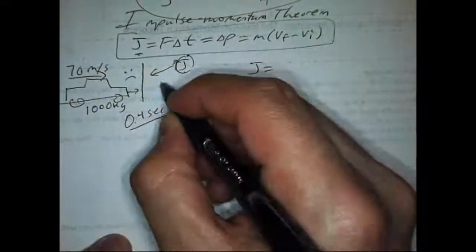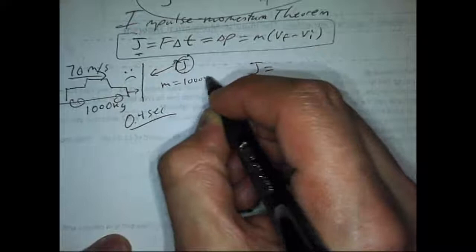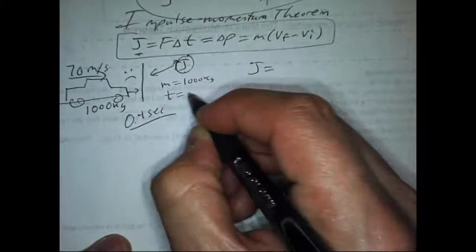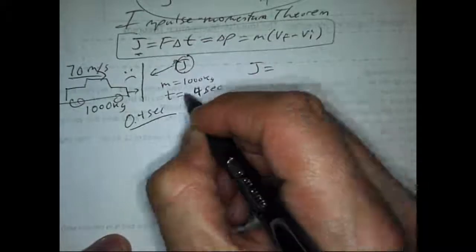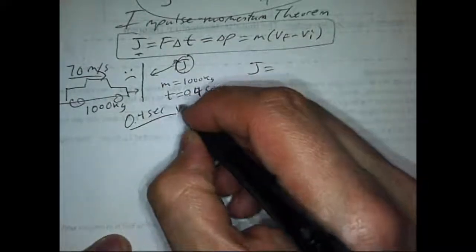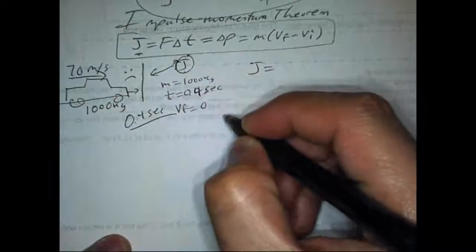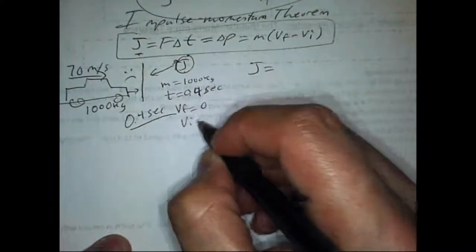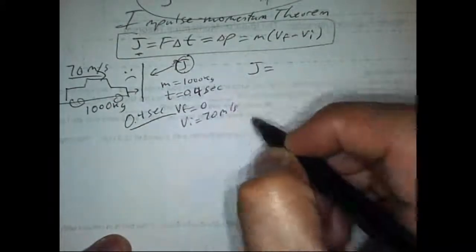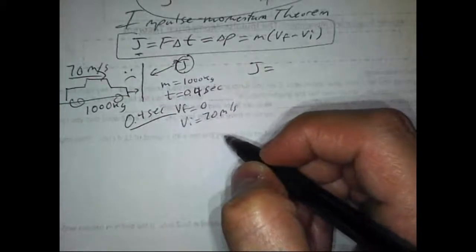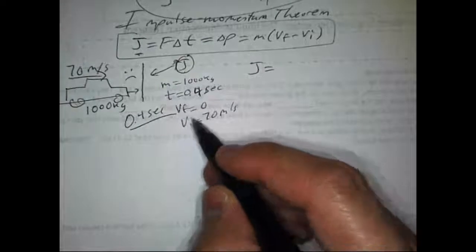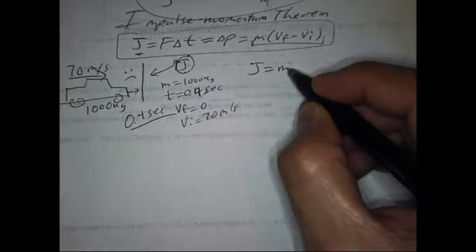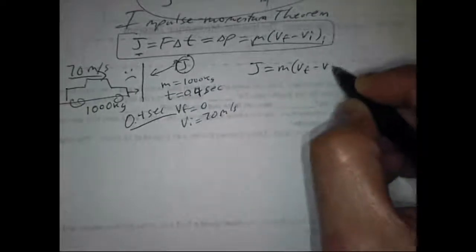Well, I know that the mass of the car is 1,000 kilograms. I know that we're stopping over 0.4 seconds. I know that the final velocity is going to be 0. We're coming to a stop. And I also know that the initial velocity is 70 meters per second. Since I'm given mass, final velocity, and initial velocity, it only makes sense to then use this part of the equation now. Mass times the change in velocity.